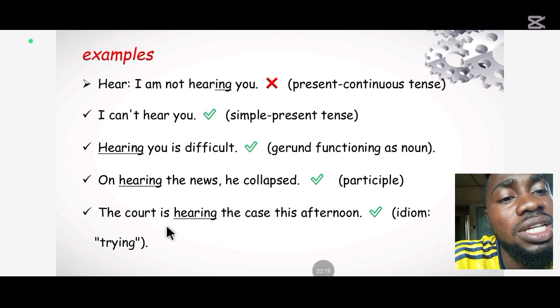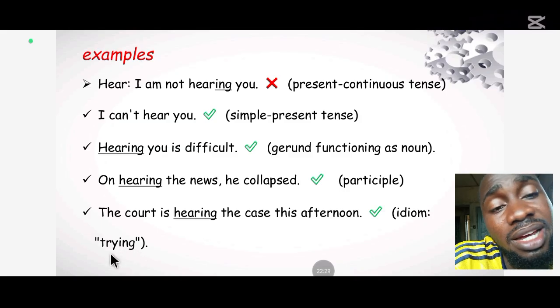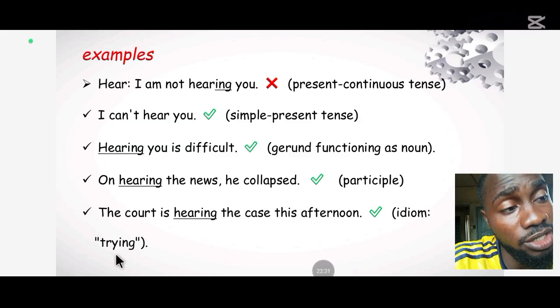"The court is hearing the case this afternoon." This is an idiomatic expression. It means the court is trying the case or is trying the person. The case is being judged in court. Moving on.